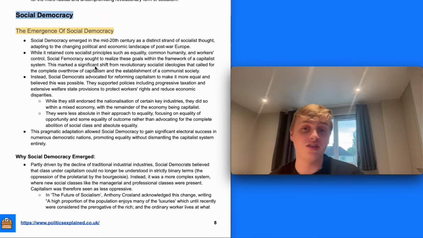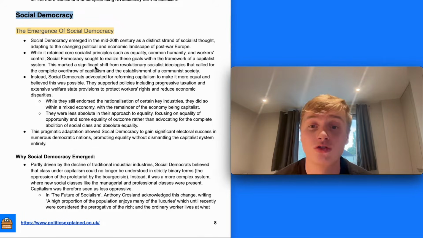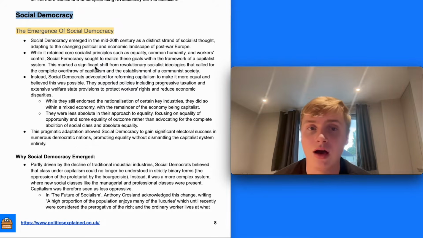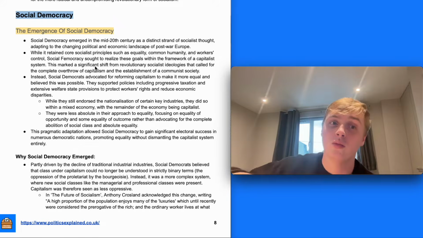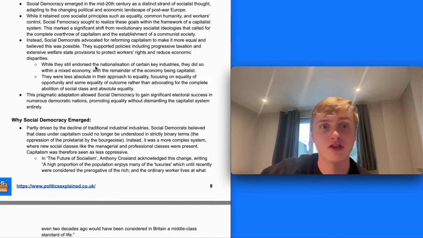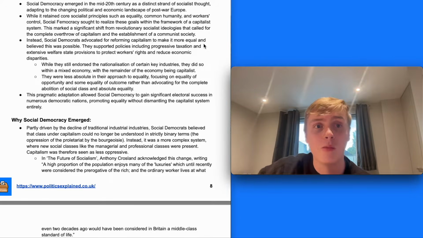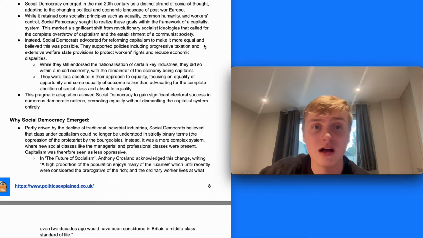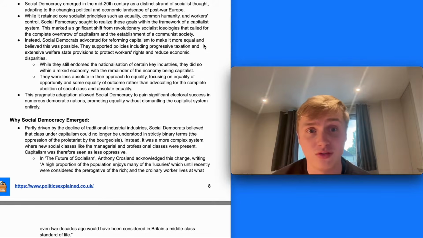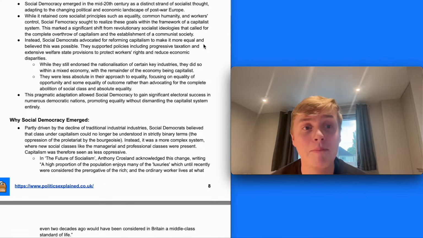So social democracy emerged in the mid-20th century, especially in the post-World War II period in Britain, as a distinct strand of socialist thought, adapting to the changing political and economic landscape. It retained a commitment to core socialist principles such as equality, common humanity, and workers' control. It sought to realise these goals within the framework of a capitalist system. And that was a big shift from revolutionary socialism that called for the complete overthrow of capitalism. So instead of completely overthrowing capitalism, they advocated for reforming it and managing it to make it more equal, and they thought this was possible.